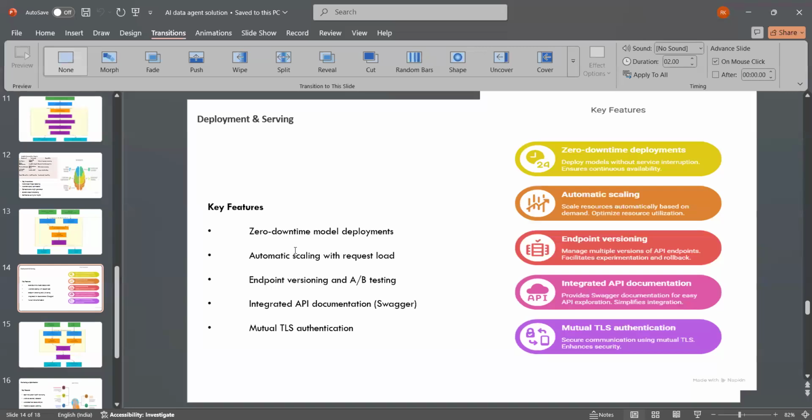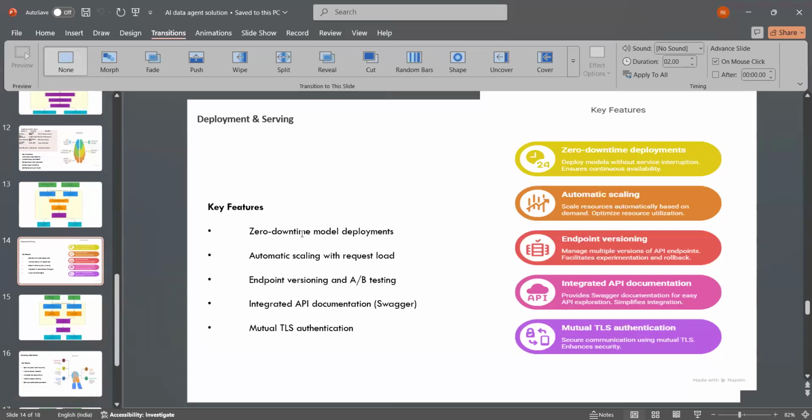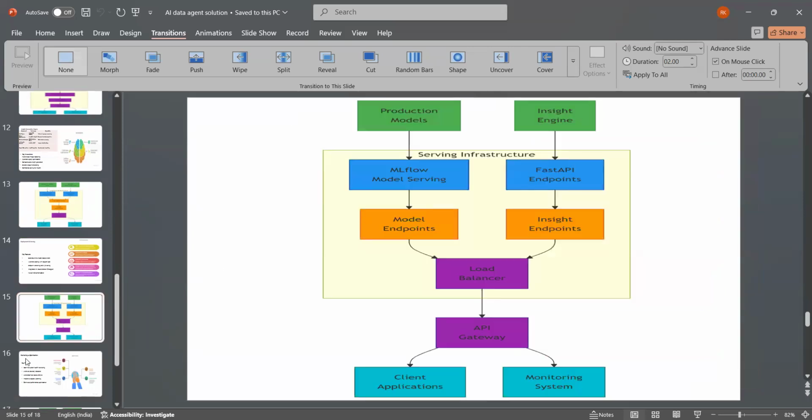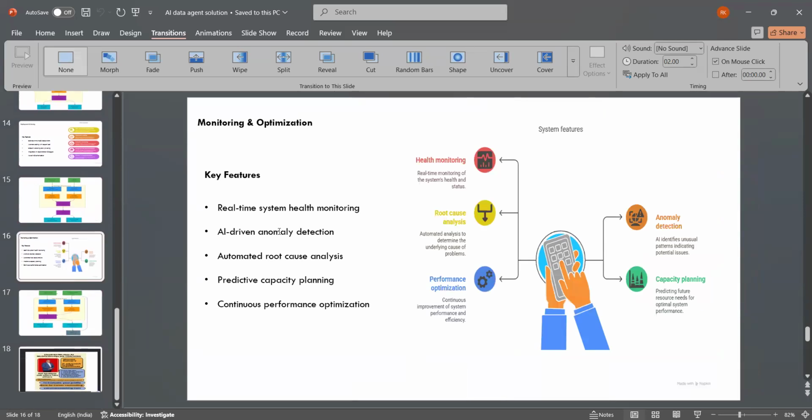These are the key features when we deploy our product. And there is monitoring and optimization, where real-time system health monitoring is the most important. For optimization, we have AI-driven anomaly detection, automated root cause analysis, predictive capacity planning, and a continuous performance optimizer. Here we are tracking the agent for time to time updating and uploading the data.